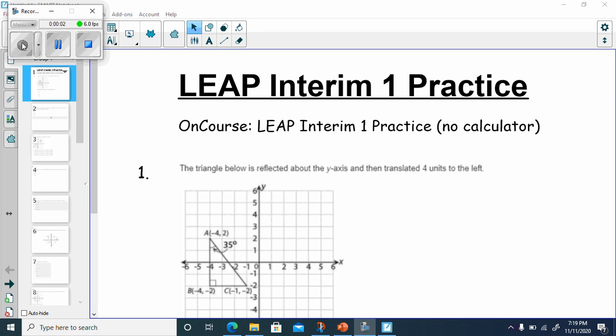This is the LEAP Interim 1 practice. It's on course. It's named LEAP Interim 1 practice, no calculator. This is a part for which you do not use a calculator. Okay, now let's look at this first problem.